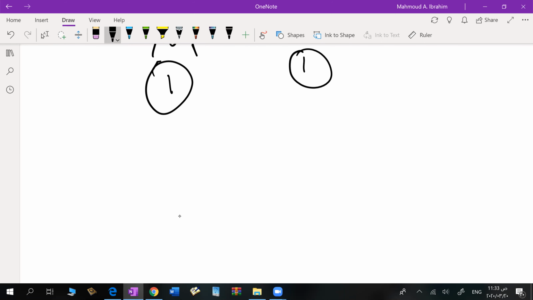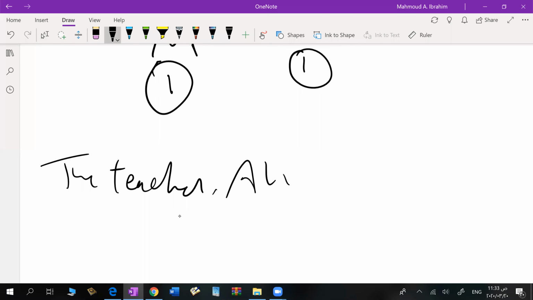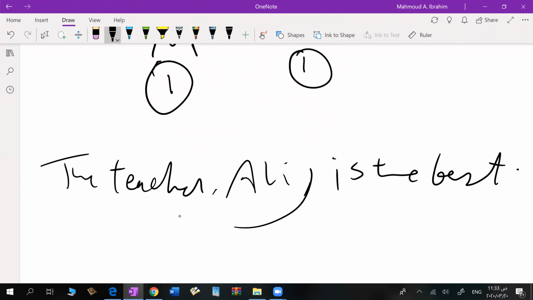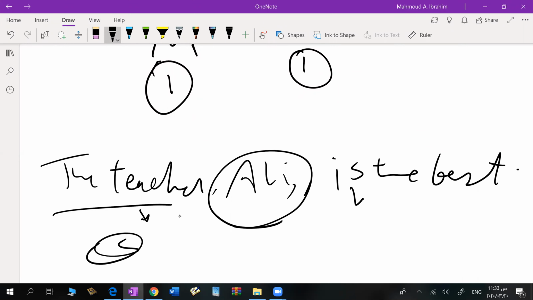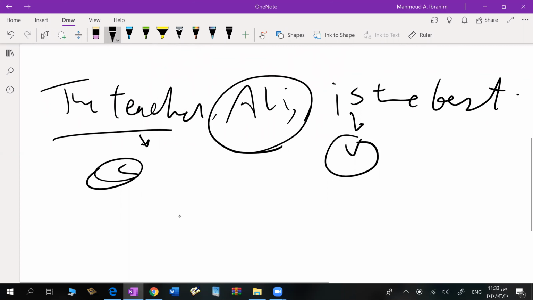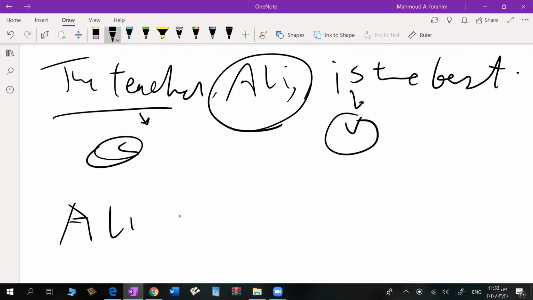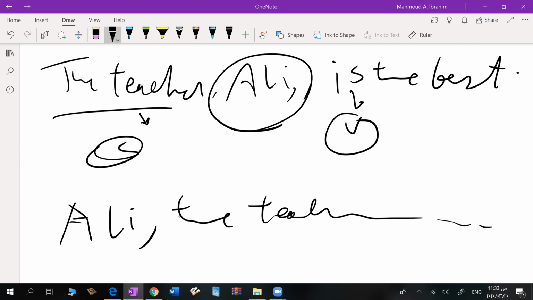When we say, for example, the teacher, Ali, is the best. So Ali here is an appositive, okay? And the teacher is the subject, and is the verb, and so on. Or we can start with Ali, comma, the teacher is I don't know what, so it's more or less the same. So don't let appositives distract you.